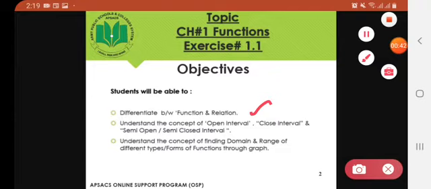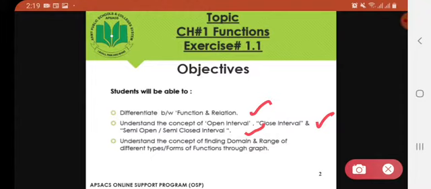Then understand the concept of open interval, closed interval, semi-open and semi-closed interval, and how to write them and use them in inequalities. Then understand the concept of finding the domain and range of different types or forms of functions through graph. We will just be discussing it, not drawing it today, but for your next lecture you need your graph notebooks because we will be drawing graphs.